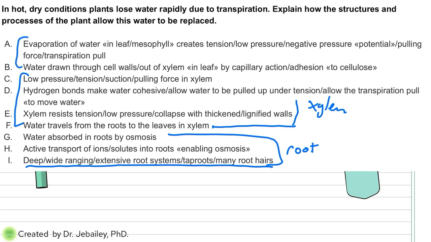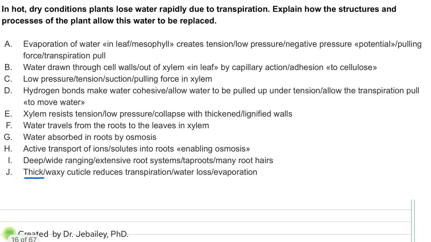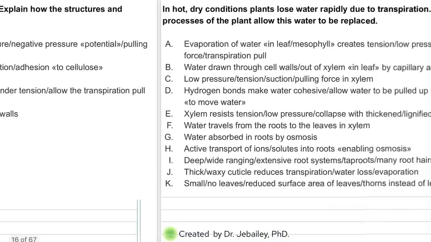And this is just generally saying how the evaporation is happening and the transpiration pull is happening. Thick wax coating reduces transpiration loss. Now, how would you think about this? But it's a structure, right? The cuticle tries to prevent transpiration. We don't want to lose a lot of water through transpiration. It can also be about reducing transpiration loss. So this is also another structure.